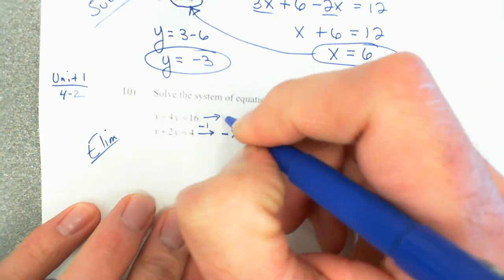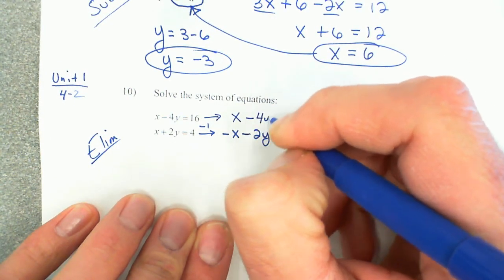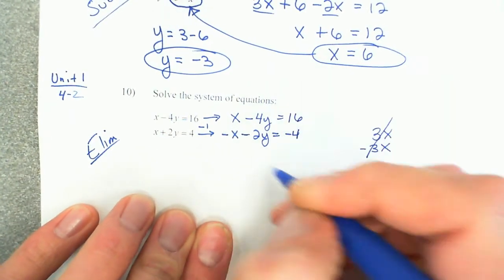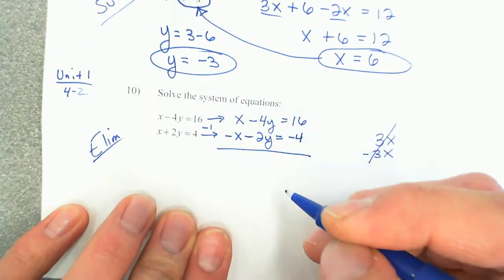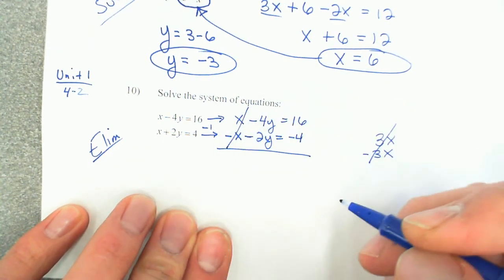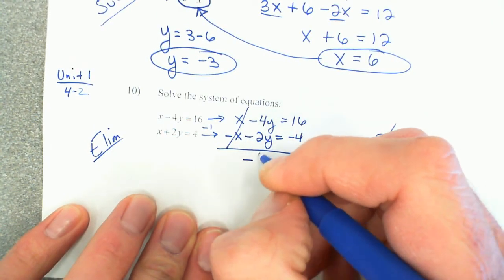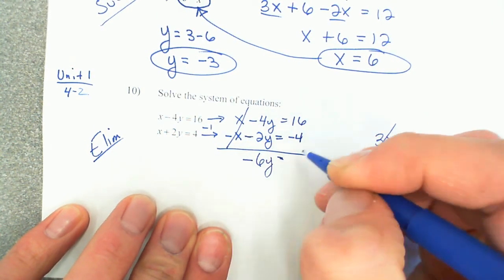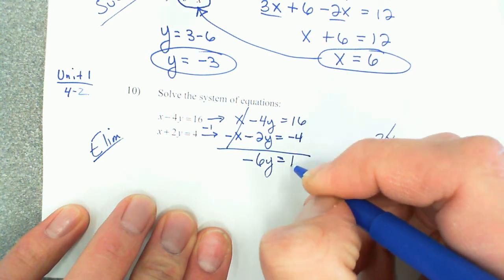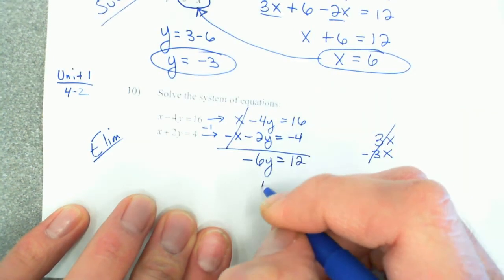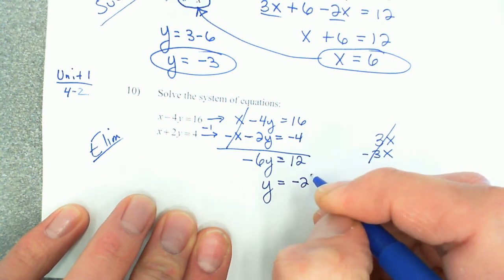Now the first equation here, we're not going to do anything to. We're just going to rewrite it. Okay? And now if we add these equations together, x and negative x cancel out. Then negative 4y and negative 2y get you negative 6y. And then 16 plus negative 4 gets you positive 12. Divide through by negative 6, and y equals negative 2.